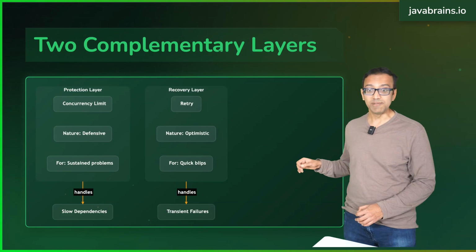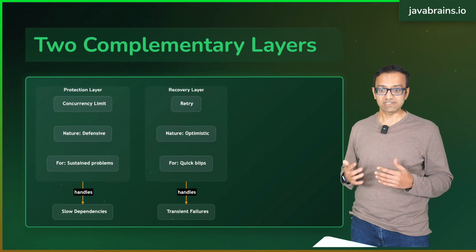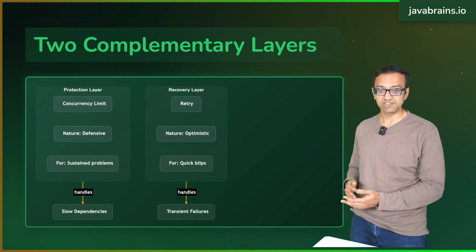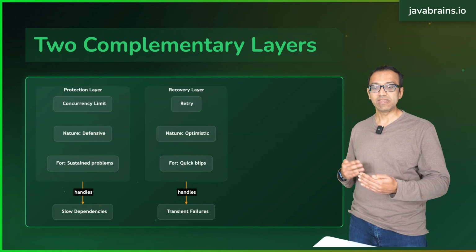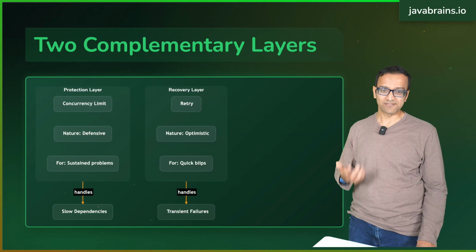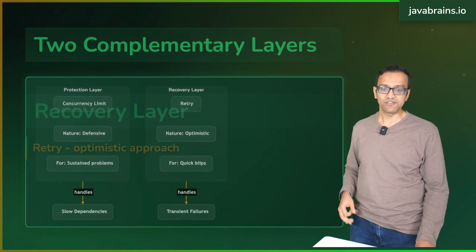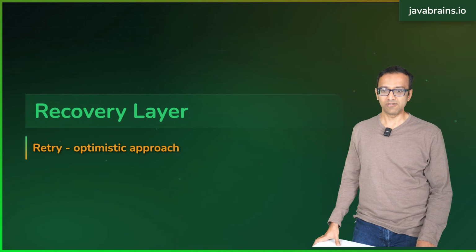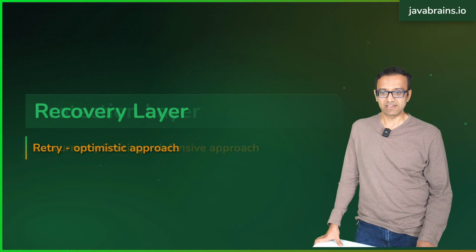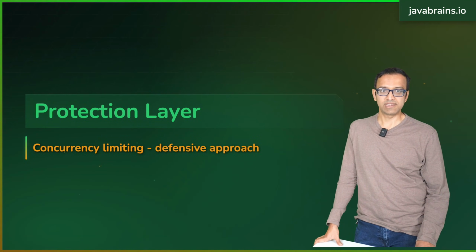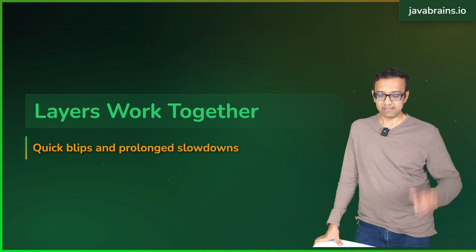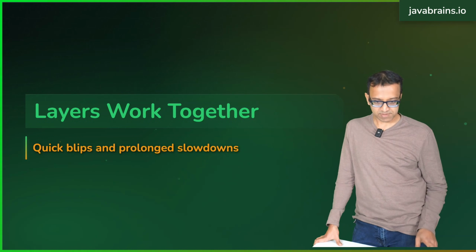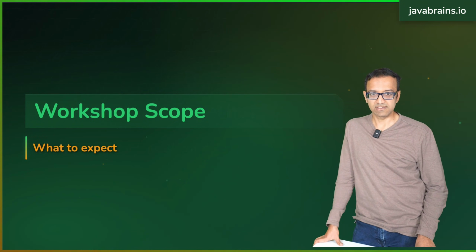With concurrency limiting, it's more defensive. It's basically for longer running issues. You feel like this is an issue that can go on for longer, so you want to be defensive about it. So these two approach it in two different ways, and they work out well. The recovery layer, retry, is optimistic, and concurrency limiting is defensive. And they work together. You have quick blips and prolonged slowdowns, and they work together.